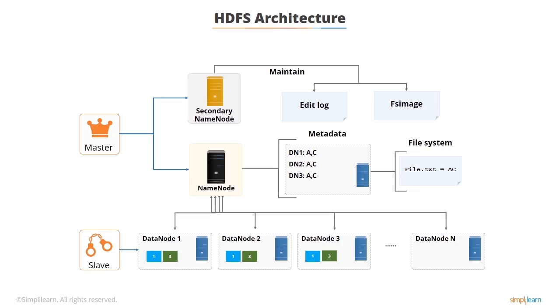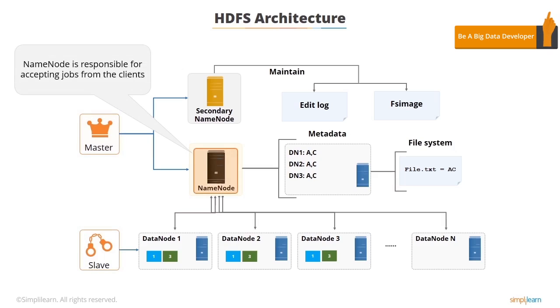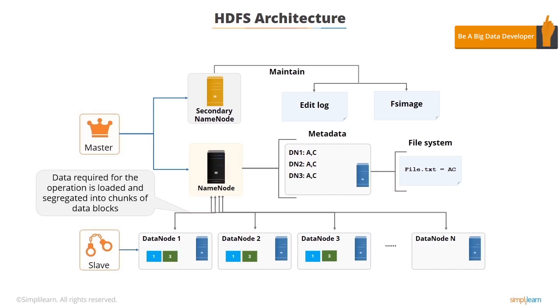Broadly, HDFS architecture is known as the master and slave architecture. So how does it work? A master node, that is, the name node, is responsible for accepting jobs from the clients. Its task is to ensure that the data required for the operation is loaded and segregated into chunks of data blocks. HDFS exposes a file system namespace and allows user data to be stored in files.